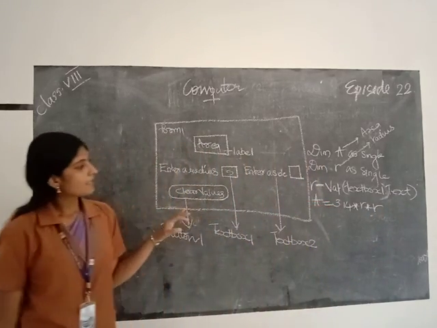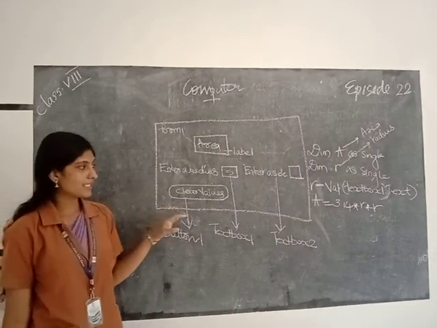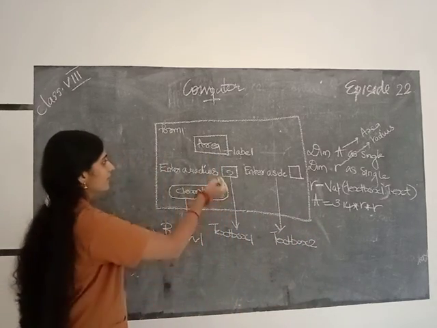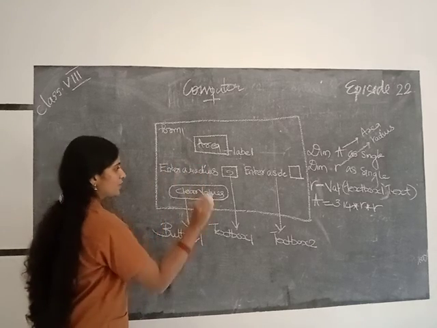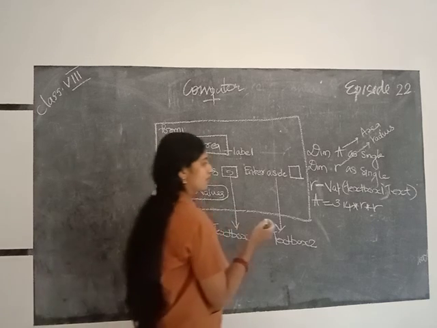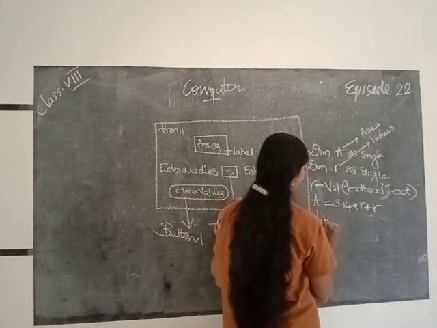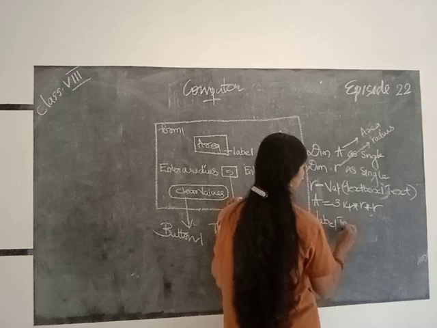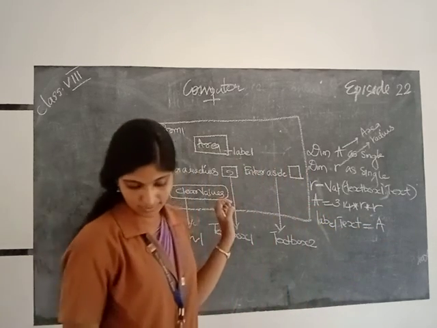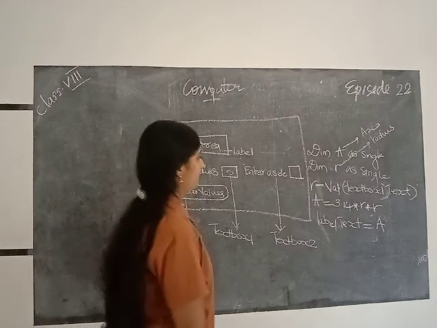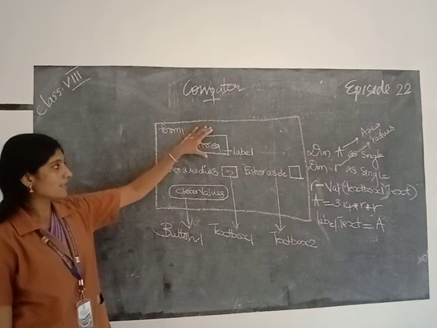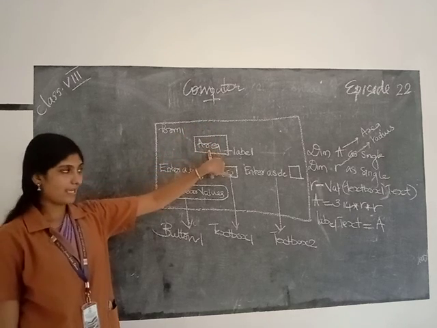Now the area is found and copied into the variable A. The next step, we should display that area in the label. So Label1.txt equal to A. So here the area should be displayed in this label.